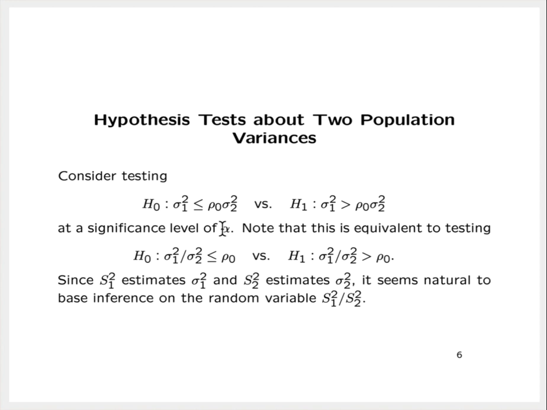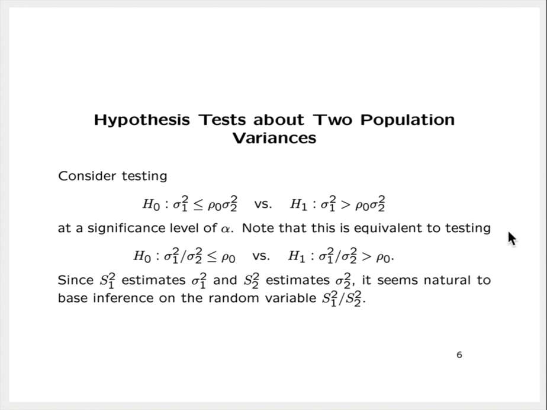Just by way of review, you'll recall that alpha is the probability of a type 1 error. That's the significance level of the test. It's the probability of rejecting the null hypothesis when in fact the null hypothesis is true and should not be rejected.